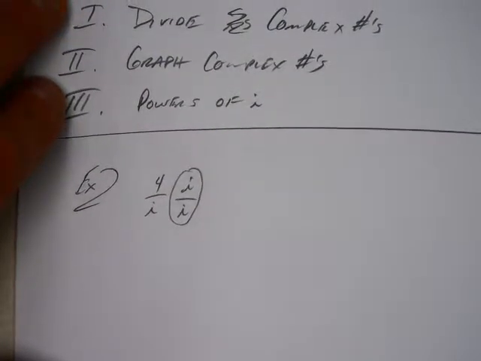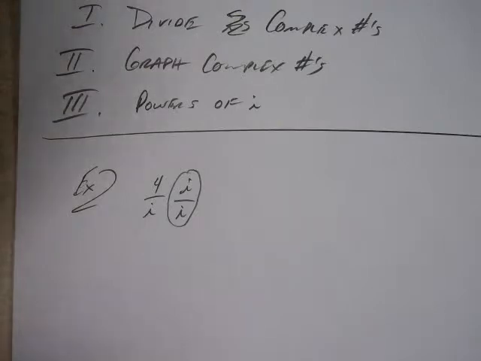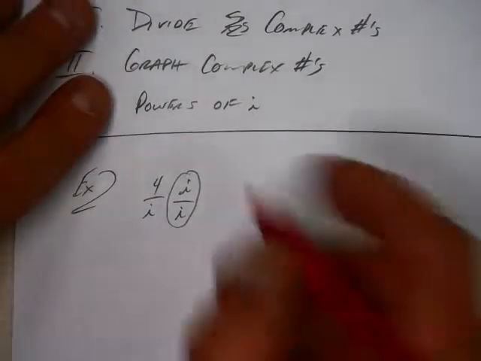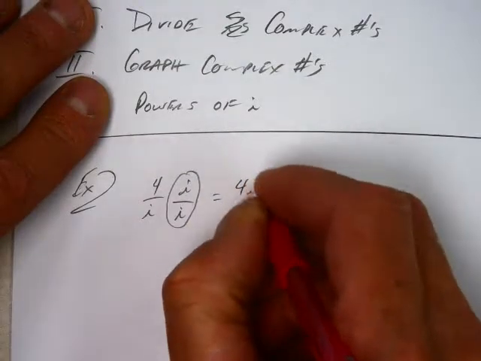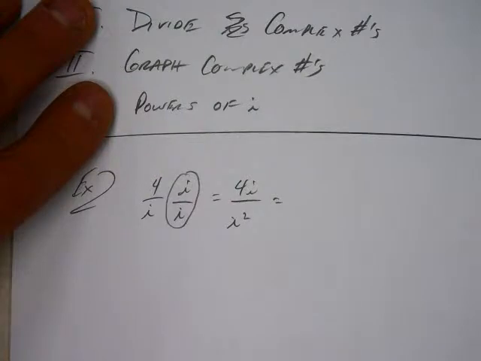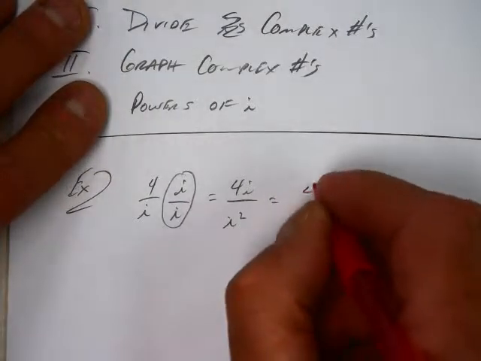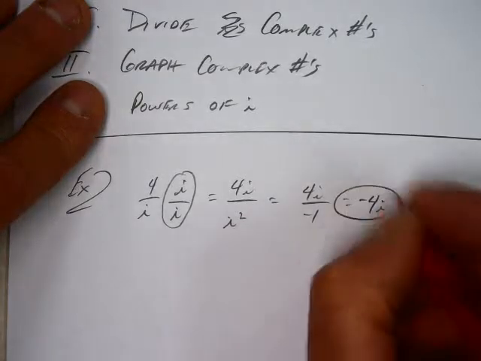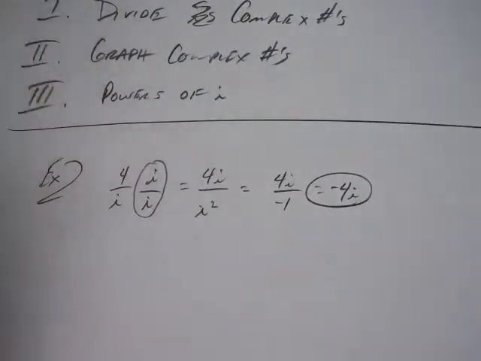It's one. So we're multiplying by one, so we're not changing the form of it at all. We're just multiplying by something that'll change the form. So take a look at this. I get 4i on the top, and I get i squared on the bottom. Well, what's i squared again? I forget. Negative 1. So 4i over negative 1, which is negative 4i. Look at that. No more i's on the bottom.